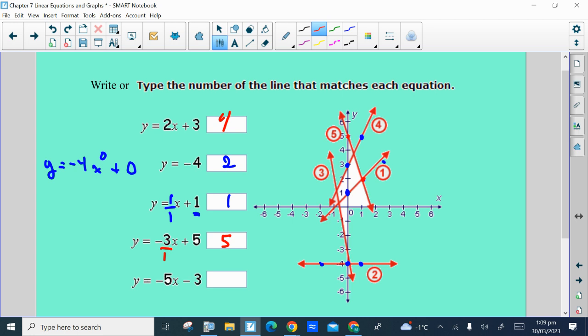So all we're missing now is graph number 3. This line, and it is a line because there's no powers. It is in slope-intercept form because we have y by itself. The y-intercept is negative 3, which graph 3 has a y-intercept of negative 3. And the slope is negative 5, which is negative 5 over 1. You can also write that as 5 over negative 1 if you want. A fraction is negative if either the top or the bottom is negative.